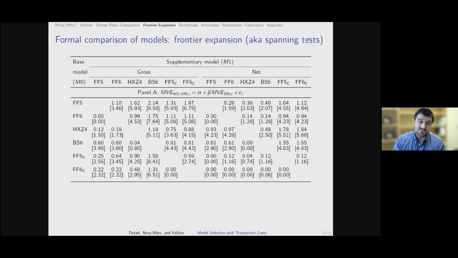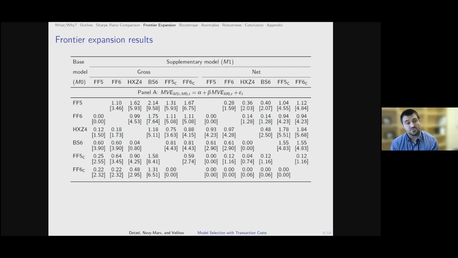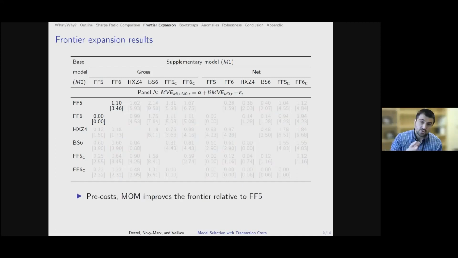So here are the results, and this table is somewhat involved, so please bear with me for a second here. Let me zoom in on a couple of numbers so that it's easier to understand what we're showing here. Each row represents the base model, M0 here, and each column represents a supplementary model, M1. The left-hand side panel shows the gross results, the right-hand side panel will show the net results.